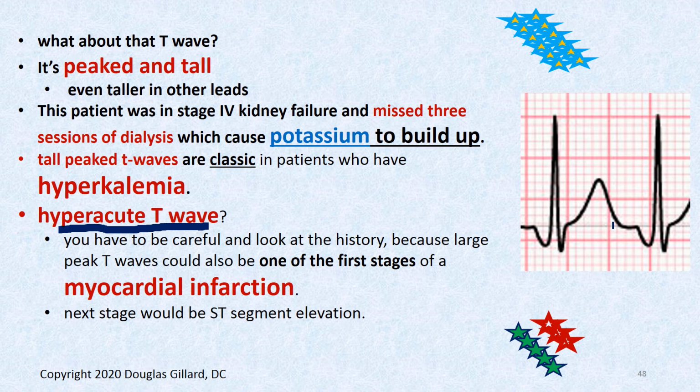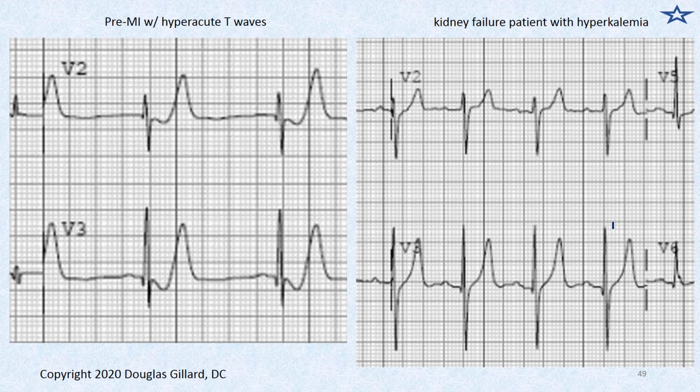In her case, we know what the problem is. It's potassium. It's most likely not a myocardial infarction. They can check her troponin levels to make sure those aren't elevated. Just to give you an example, here is another kidney failure patient's tracings.